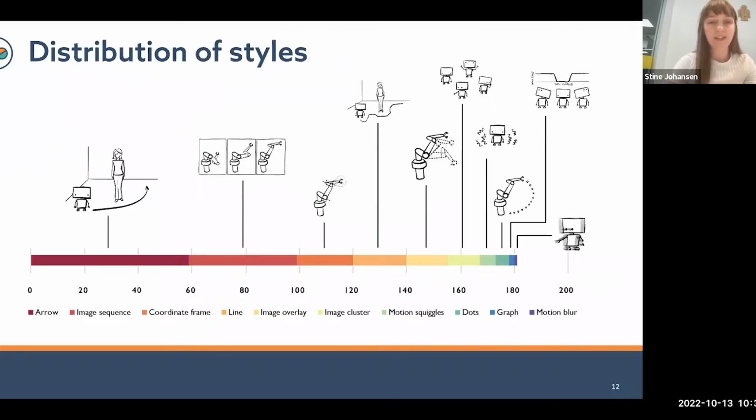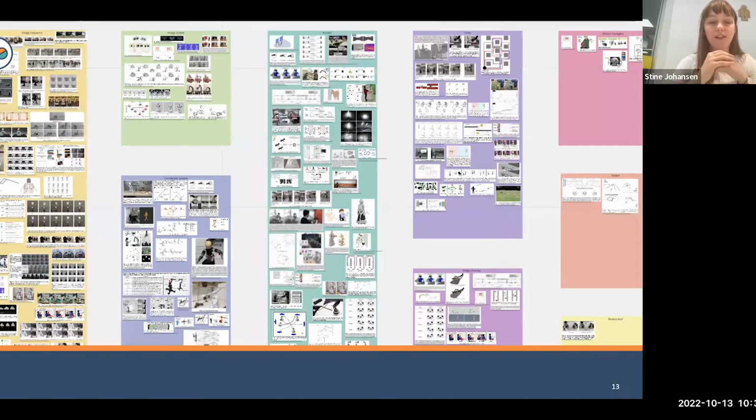But first, maybe just to say that this is how these styles are actually distributed. Even though there are many ways that we can illustrate robot movement, the main ways that we found was using some kind of arrow or using some image sequence which shows different poses throughout time. So those were the main ways. As you can see, for example, using motion blur, we only found one illustration to utilize that visual style to show movement.